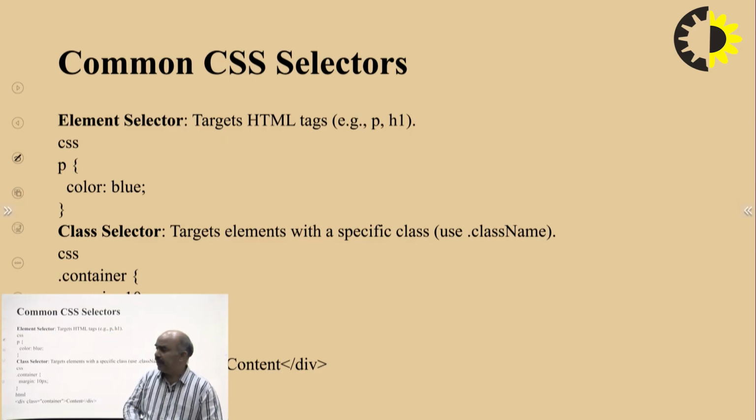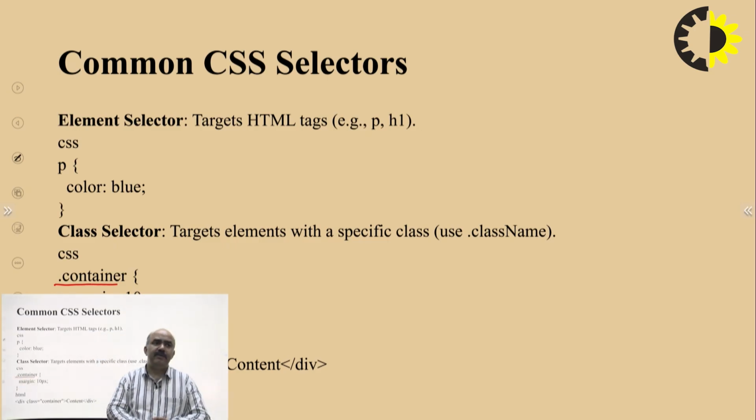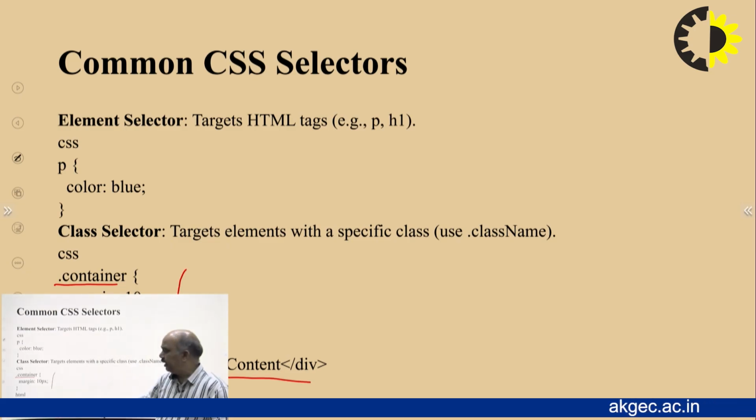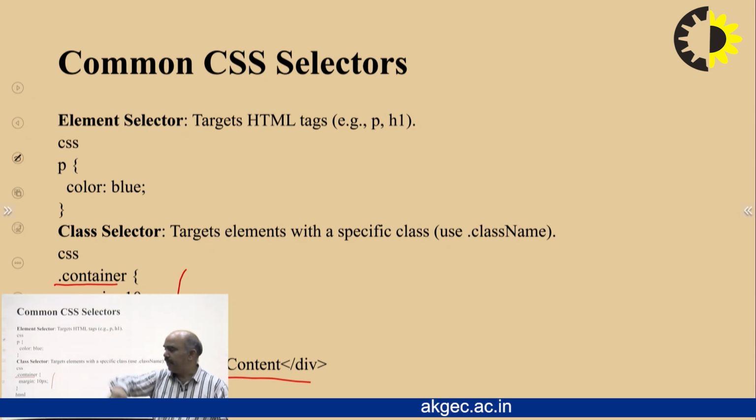Class selector: a class is created, and with respect to that class you can define the CSS file. Then we call that in, let's suppose, the div class, and then we call that in the container with respect to that div class.